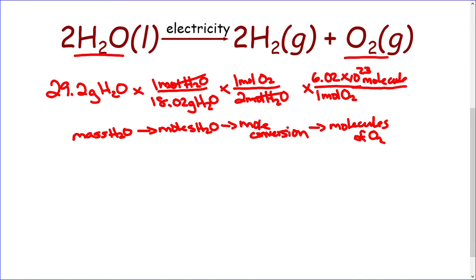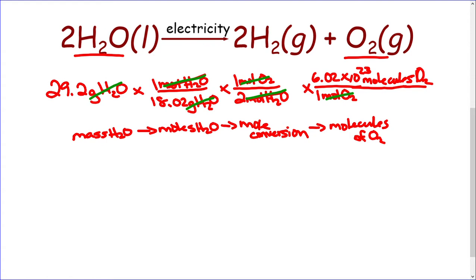Okay, in this case 6.02 molecules of O2. So I can see from this equation that my grams of H2O are going to cancel, my moles of H2O are going to cancel, moles of O2 are going to cancel, all top and bottom, and then really I've got 29.2 multiplied by 6.02 times 10 to the 23rd, Avogadro's number.